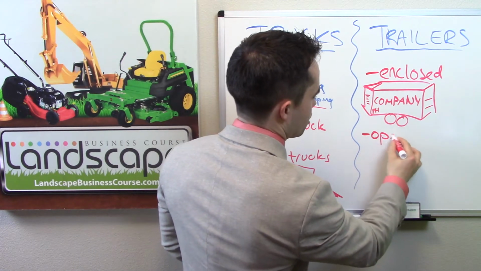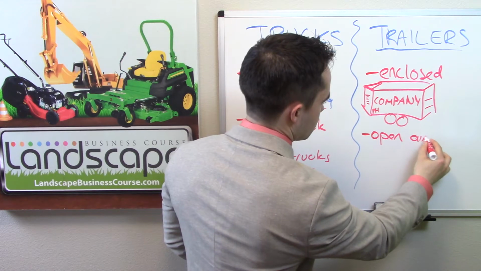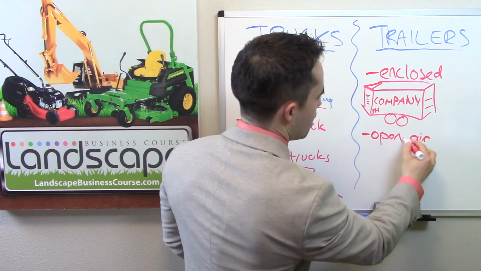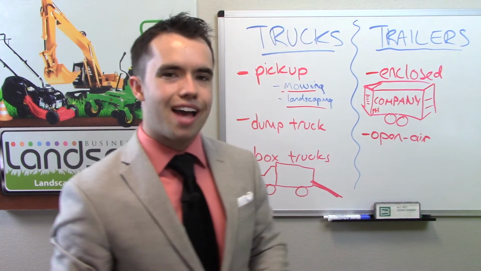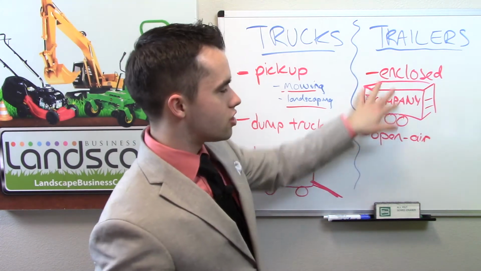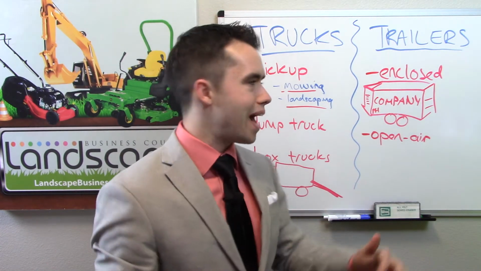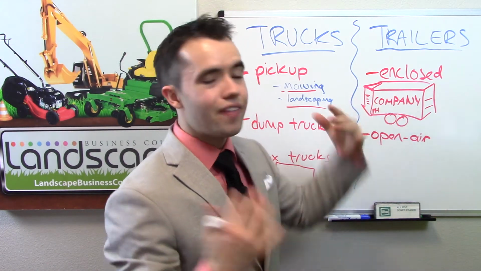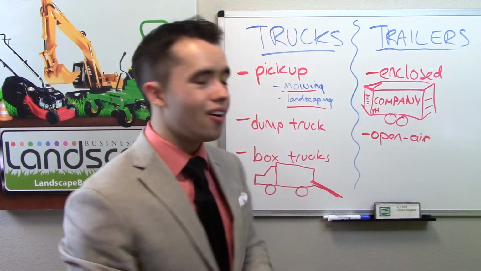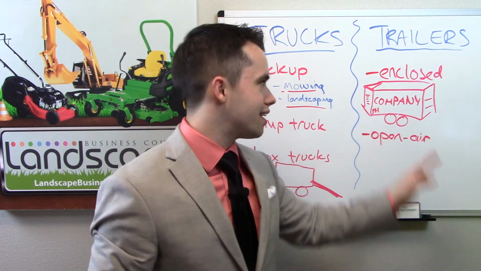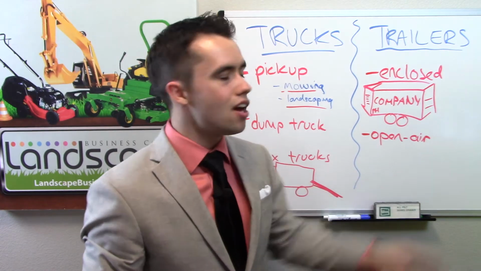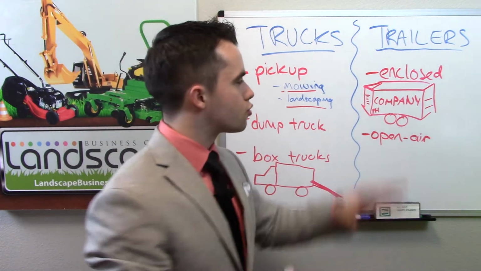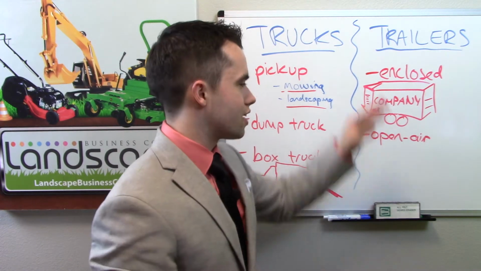So this is an open air trailer, or just a utility trailer, as a lot of people call it. It's not enclosed. There's still a ramp in the back, but the advantage of open air for a mowing route is you can lift stuff over the side and not always have to go in and out of the back, which is kind of annoying with enclosed trailers. So there are pros and cons to all these different types of trailers.